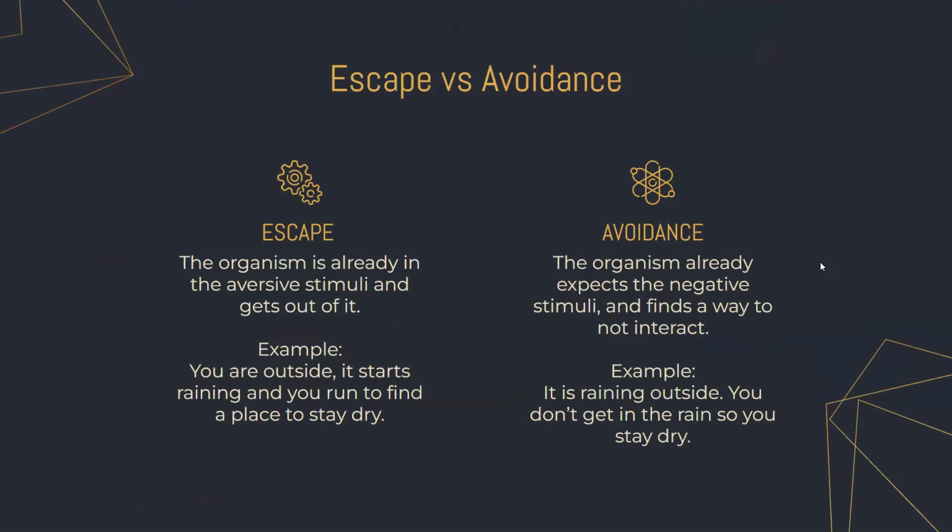Escape versus avoidance. The difference between escape and avoidance is that when you're already in the aversive stimulus, that is escape. And when you are not in the aversive stimulus, but you sense it or see it already, so you avoid it and don't interact with it at all, that is avoidance. The example I used was rain. Escape would be it starts to rain when you're outside and you have to escape the rain. And avoidance is it's raining outside, so you stay inside and don't get rained on.